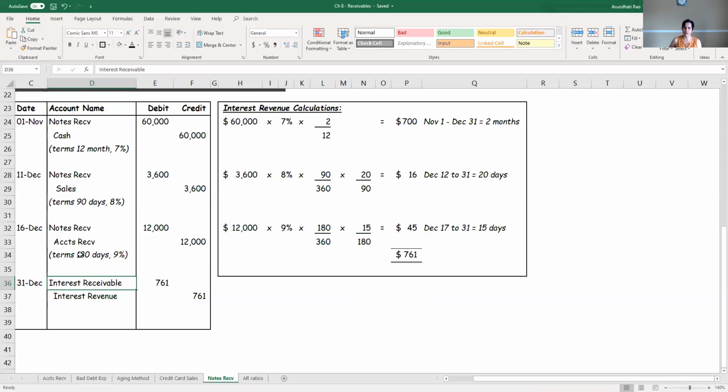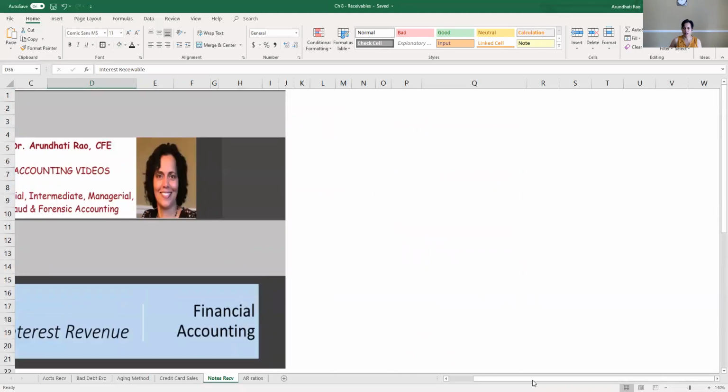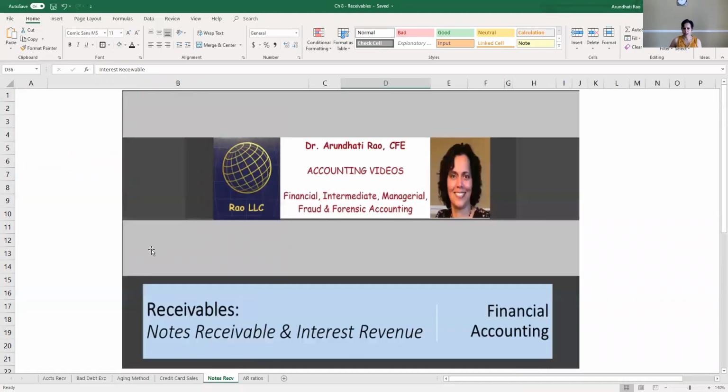So here are 3 different scenarios in which you have created a notes receivable in your books. Again, the major difference between accounts receivable and notes receivable is that accounts receivable is always backed by a credit sale transaction, and does not carry interest. Notes receivable could be backed by a variety of transactions, and they always include interest. So that's the major difference between these 2 receivables. Once again, this is another example of a receivable, a current asset. In this case, our focus was on calculating the interest revenue. In the last video, we'll talk about the accounts receivable ratios, the ratio analysis.